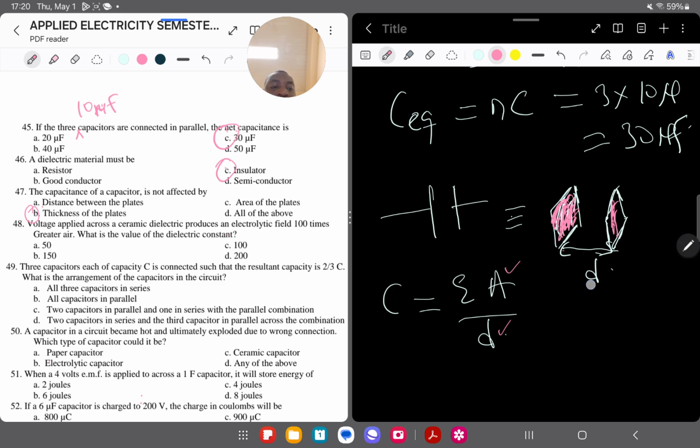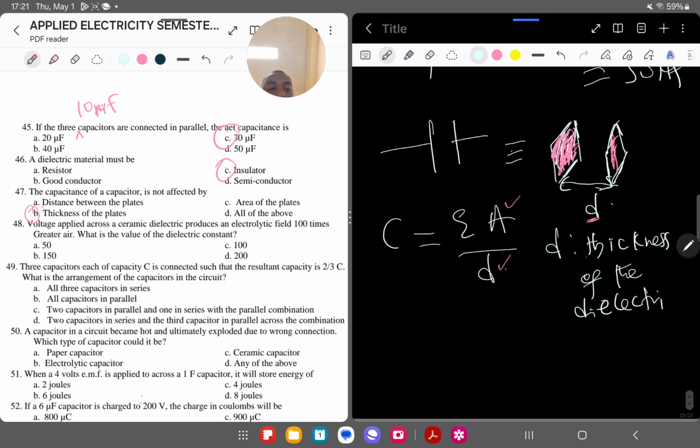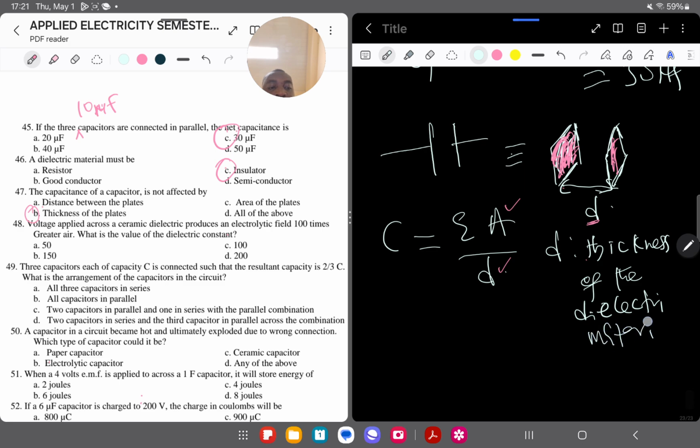Don't confuse the thickness of the plate here. We sometimes refer to the distance between the plates as the thickness of the dielectric material. So D here is the thickness of the dielectric material. That is different from the thickness of the plates, so don't be confused about it. So the answer here is B. The capacitance is not affected by the thickness of the plate.